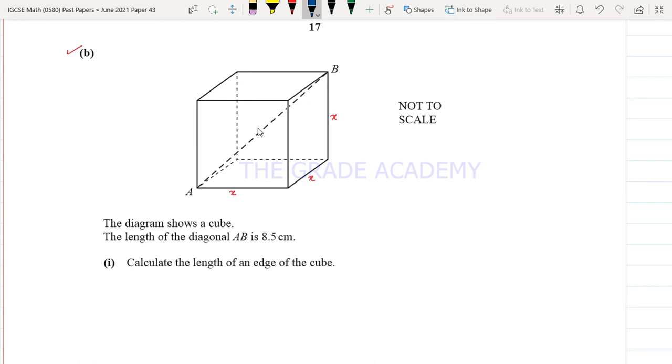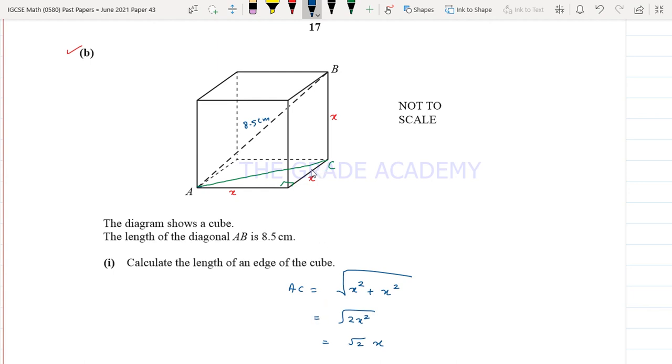So here AB is equal to 8.5 centimeter. So first of all, let us find this length, and this is a right angle over here, so we are going to find this length from this right triangle, so from Pythagoras theorem. So let us call this length AC. So AC is equal to the square root of x squared plus x squared, which is the square root of 2x squared, which is equal to square root of 2 times x.